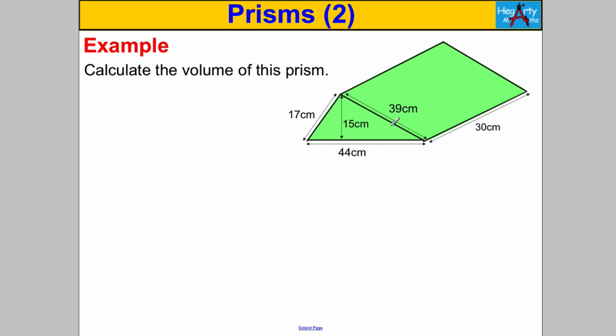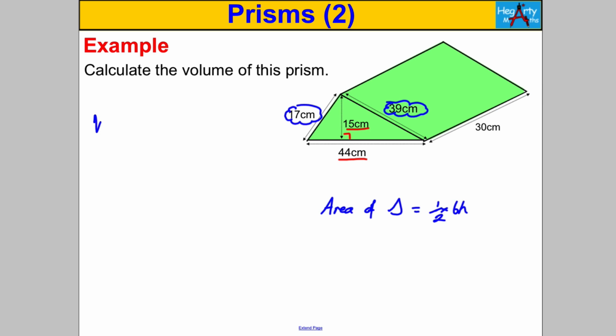Again, we've got the front end as a triangle. We know that the area of a triangle is equal to a half the base multiplied by the perpendicular height. The base here is 44. The perpendicular height is this 15 at right angles to the base. This here is a red herring. Ignore this slanted distance, as is this. They're both red herrings. The depth of the prism is going to be 30.